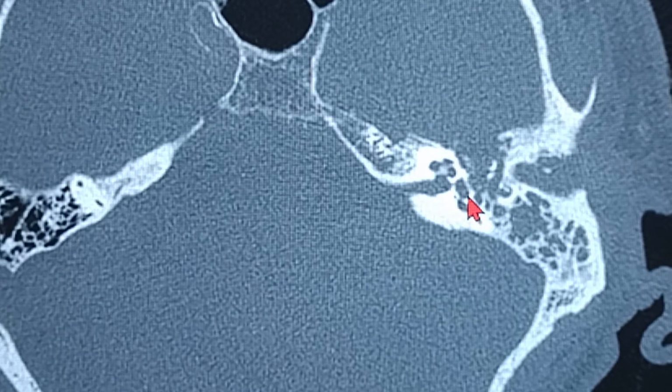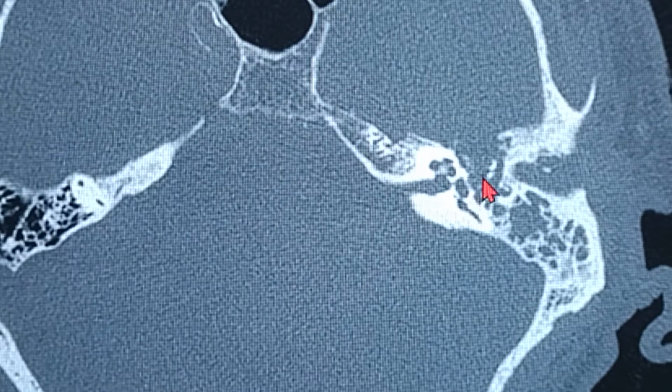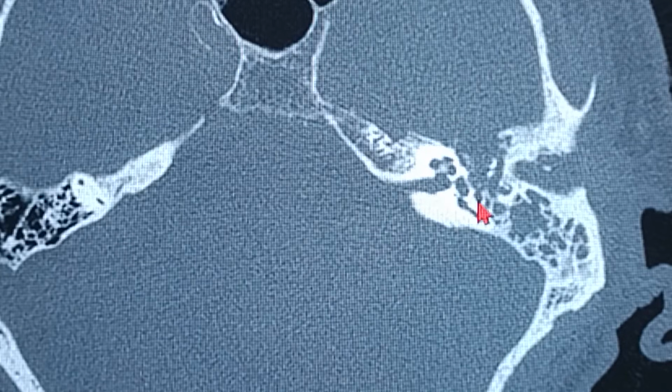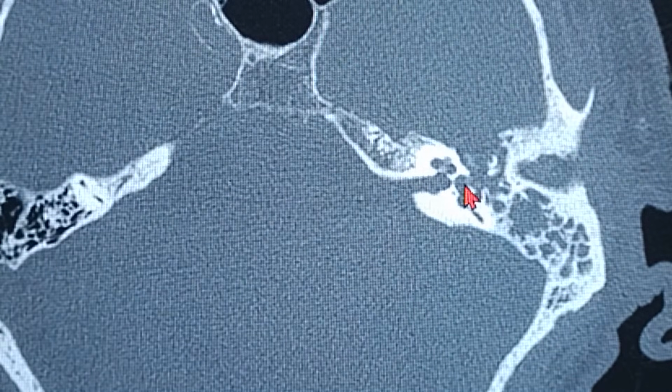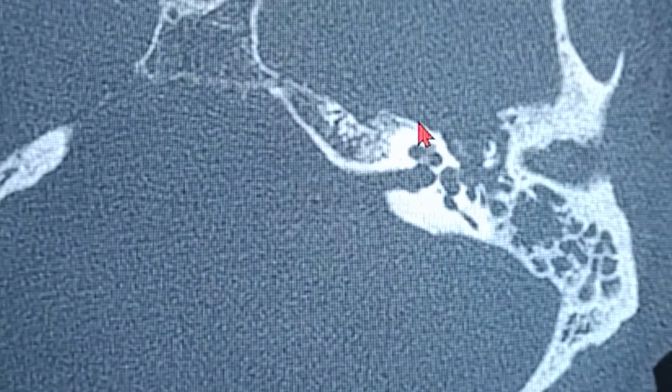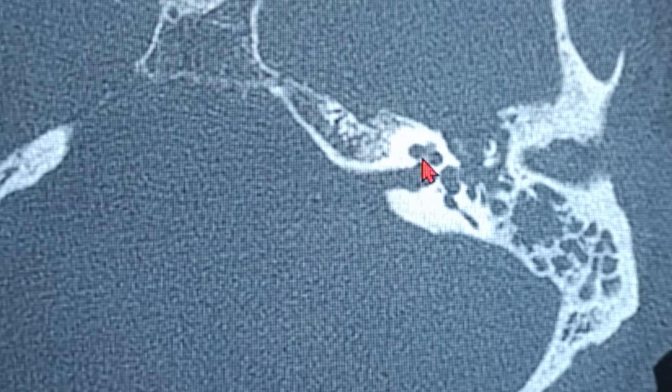Once you see the vestibule, this is the posterior semicircular canal in the picture right now. This is the vestibule, and I think this is the area of the oval window. You should be able to see the stapes right there, but I'm not able to see it. If I zoom in, you can see that's the cochlear modiolus, that's the cochlear aperture, that's the cochlear nerve, that's the IAC, that's the vestibule, and that's the posterior semicircular canal.